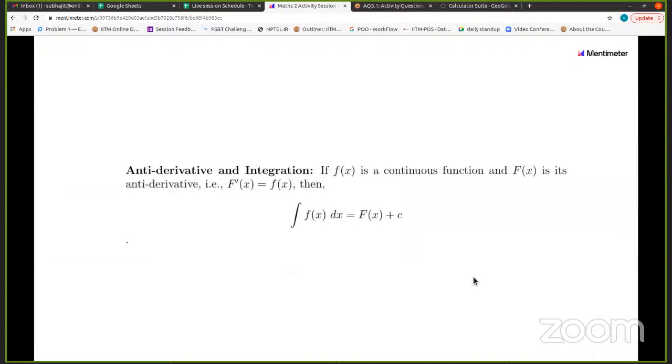Now, there was a concept of antiderivative in the lectures. That is basically the function whose derivative is f dash x. So when we integrate f dash x dx, that will give us f x and some constant, and that constant is called the integration constant or constant of integration.